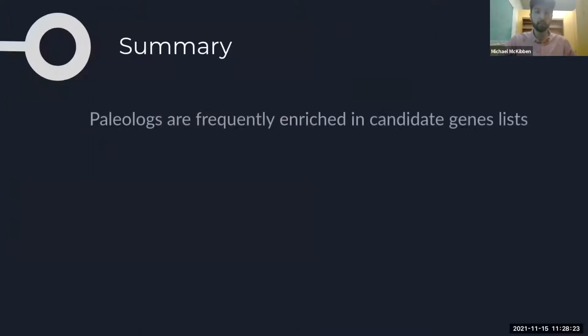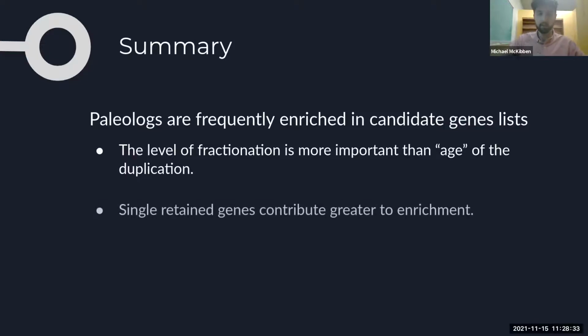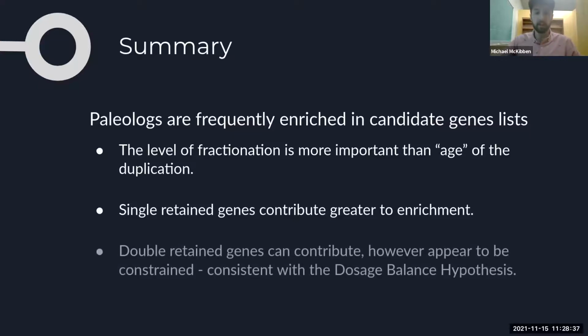In summary, paleologs are frequently enriched in candidate domestication gene lists. However, the level of fractionation is more important than the age of the duplication in this process. Similarly, single retained genes contribute the most to enrichment, and double retained genes, although they can contribute, appear to be evolutionarily constrained, which is consistent with the dosage balance hypothesis.